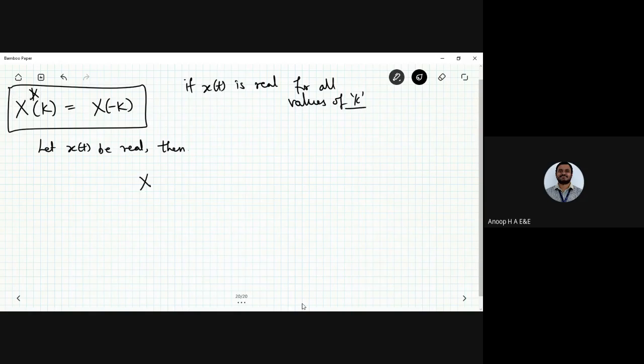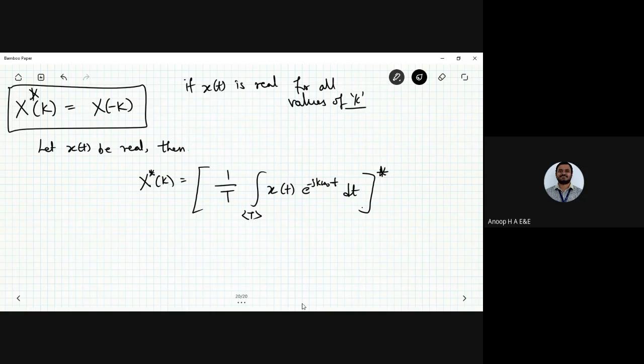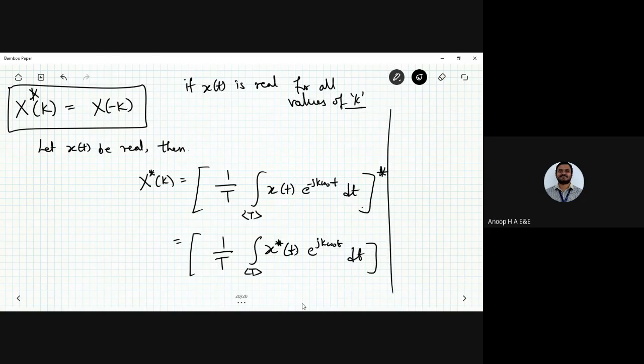Fine. So now let x of t be real. Then x star of k would be equal to 1 divided by T, integral over the time period, x of t e power minus j k omega naught t dt. This is also in terms of the conjugate. If the conjugate is taken into picture, only the signal in terms of the conjugate, that is x star of t, needs to be analyzed here. So minus becomes plus. Understand the nature quite clearly: you have the x of k equation, and once you take the conjugate of it, you will have 1 by T integral over the time period x of t e power minus j k omega naught t dt.